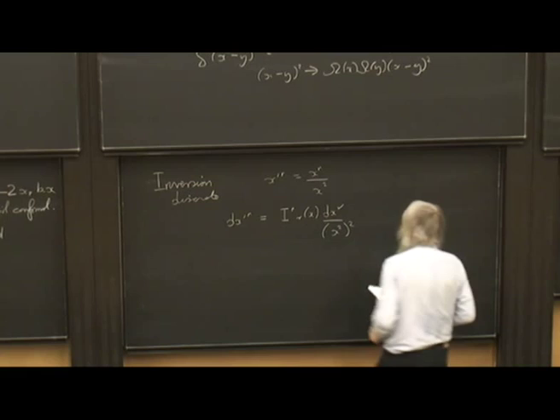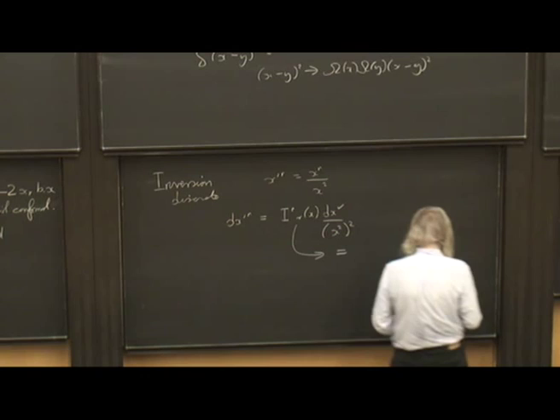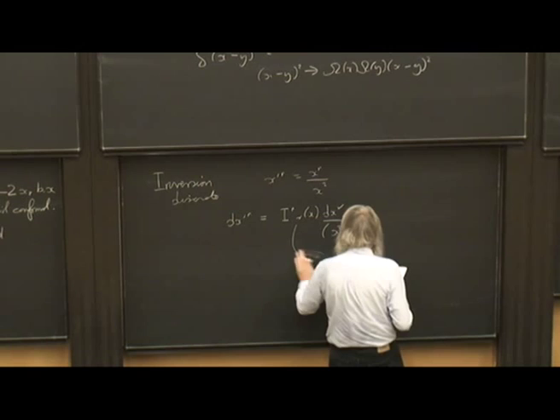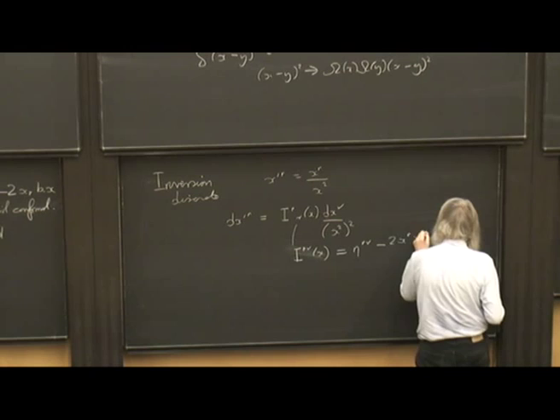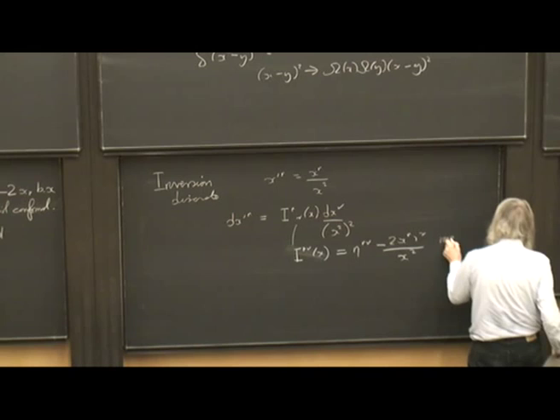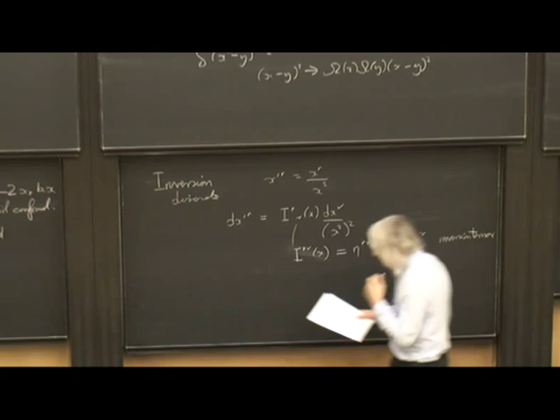Where this thing here is going to be equal to, well, let's write it in the form that I mu of x is equal to delta mu nu minus 2 x mu x nu over x squared. So this is what I will call the inversion tensor. And this will play quite a significant role.